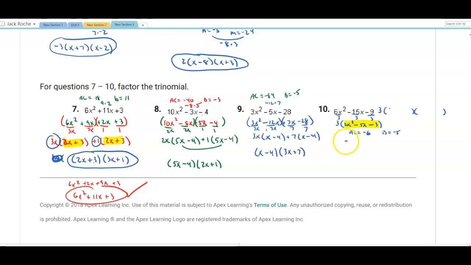Now, I'm going to write 2x squared. Numbers that multiply to give me negative 6 and add up to negative 5. That would be negative 6 and 1. So minus 6x, minus 1x, and then minus 3. Group the first two and last two. Common factor here is 2x. So 2x times, divide that, you get x minus 3.